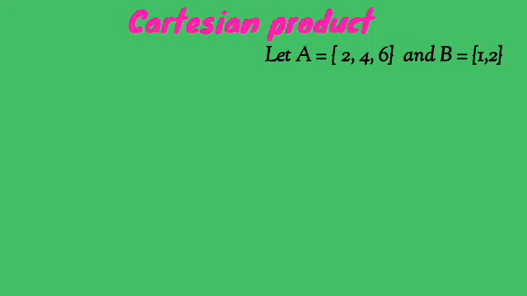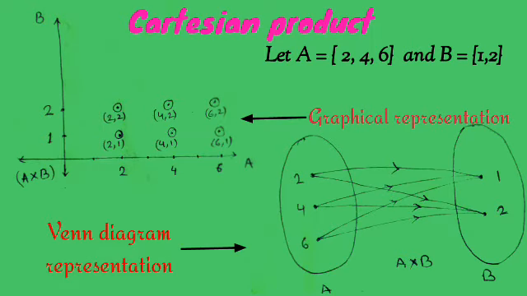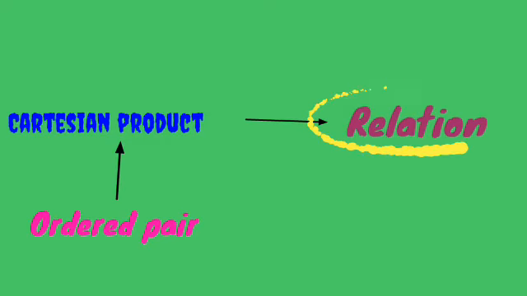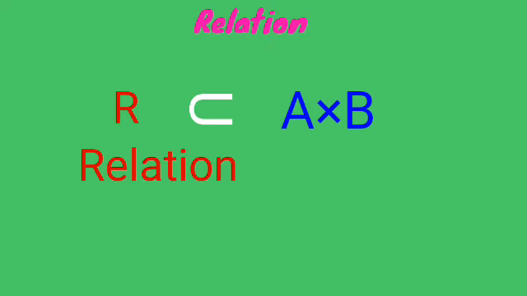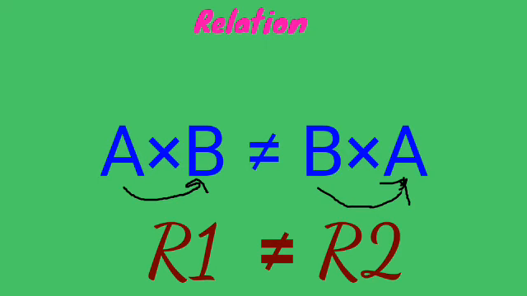Now let's have a look at the graphical representation of the Cartesian product of two sets and the Venn diagram representation of the Cartesian product of two sets. Once we have obtained our Cartesian product, then any subset of this Cartesian product is a relation from A to B. And since A cross B and B cross A are not the same, the relation from A to B and the relation from B to A are also not the same.